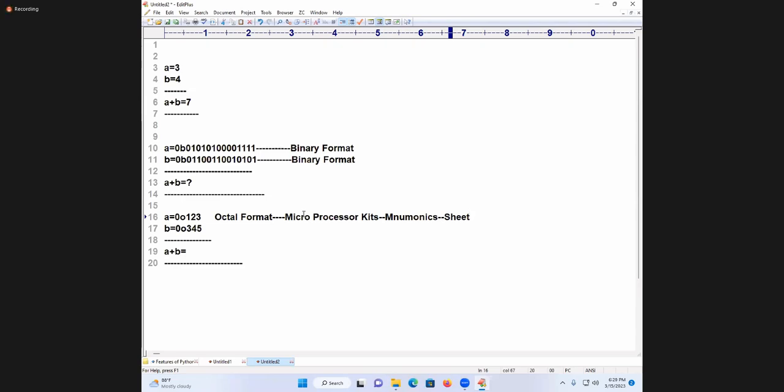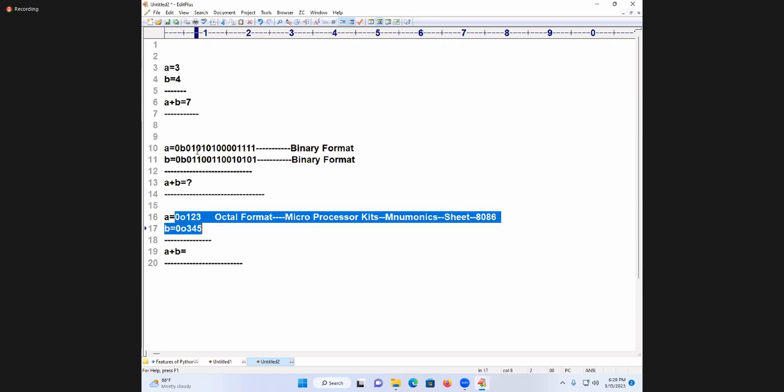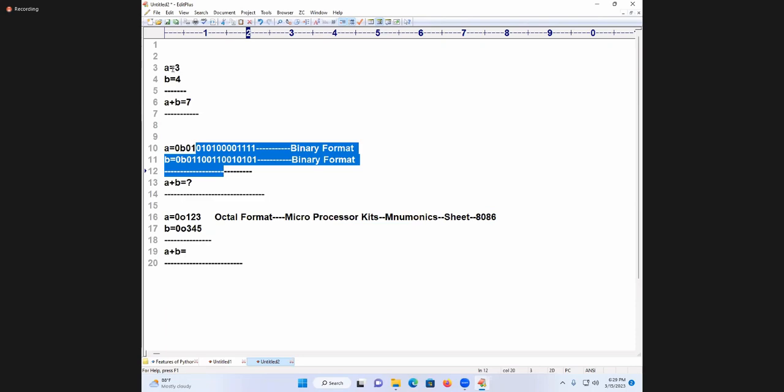Electronics students know this better than here. 8086 microprocessor programming is there, which we can call assembly language programming. There we are representing the data in the form of what? Octal notation. Such octal notation is completely different from binary and completely different from 3, 4.